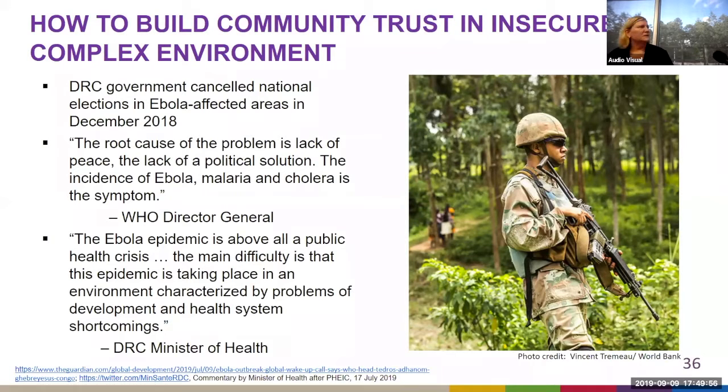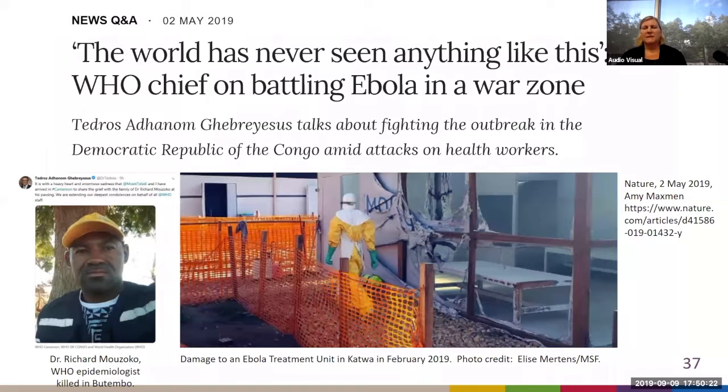And this is one of the statements from Dr. Tedros, the World Health Organization Director General, and from the previous Minister of Health from DR Congo, just stating the importance of how do you reach people, how do you make sure that we can bring this in to be able to stop the outbreak, and how do you work with security, how do you work with military in these environments to be able to deliver the treatments and the services.